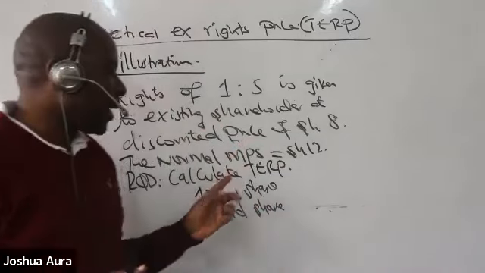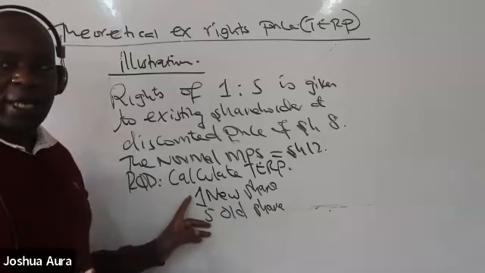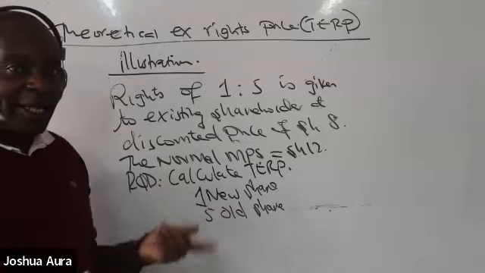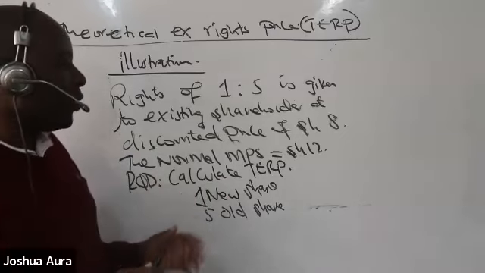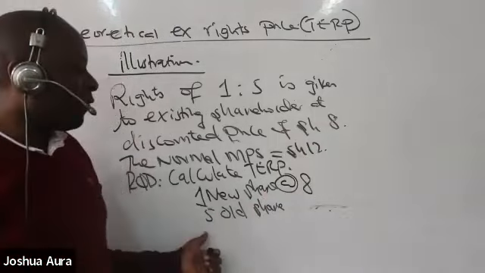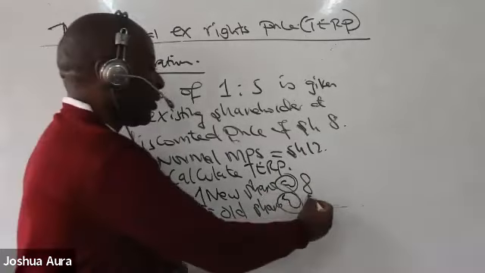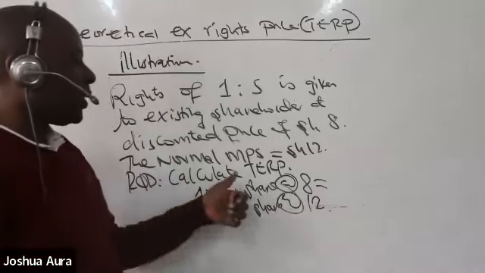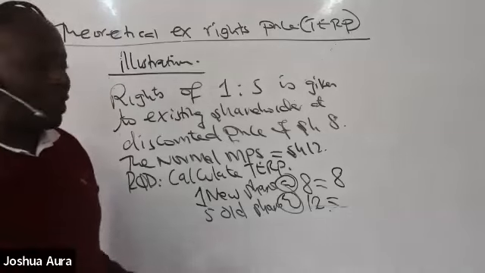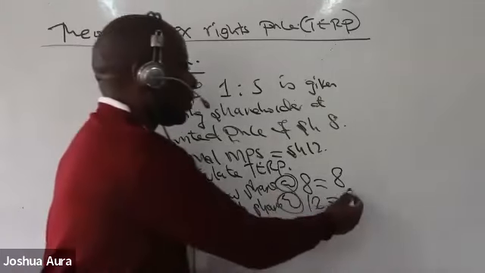So do we have the price of the new share? The discounted one, isn't it? Because the new share is the right. So in this case here, 1 new share at how much, somebody? At 8, isn't it? And then we have 5 old shares at what price? At 12. So 1 times 8 gives me how much? 8. And 5 times 12 giving me how much? 60.